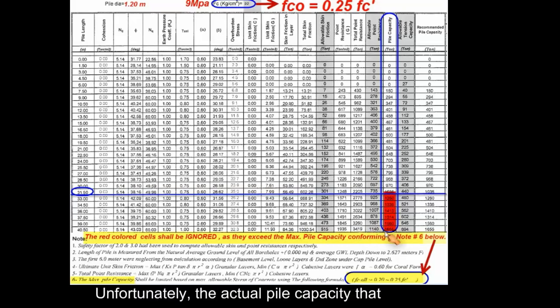Unfortunately, the actual pile capacity that you have to consider is not this value. Why? Because the capacity shall not exceed the pile capacity as a column. Of course, this is a number that needs to be checked whether it exceeds the column capacity or not. How? You will find that I am giving you red marked cells that exceed the column capacity. That is, the pile will collapse as a column, not as a pile.